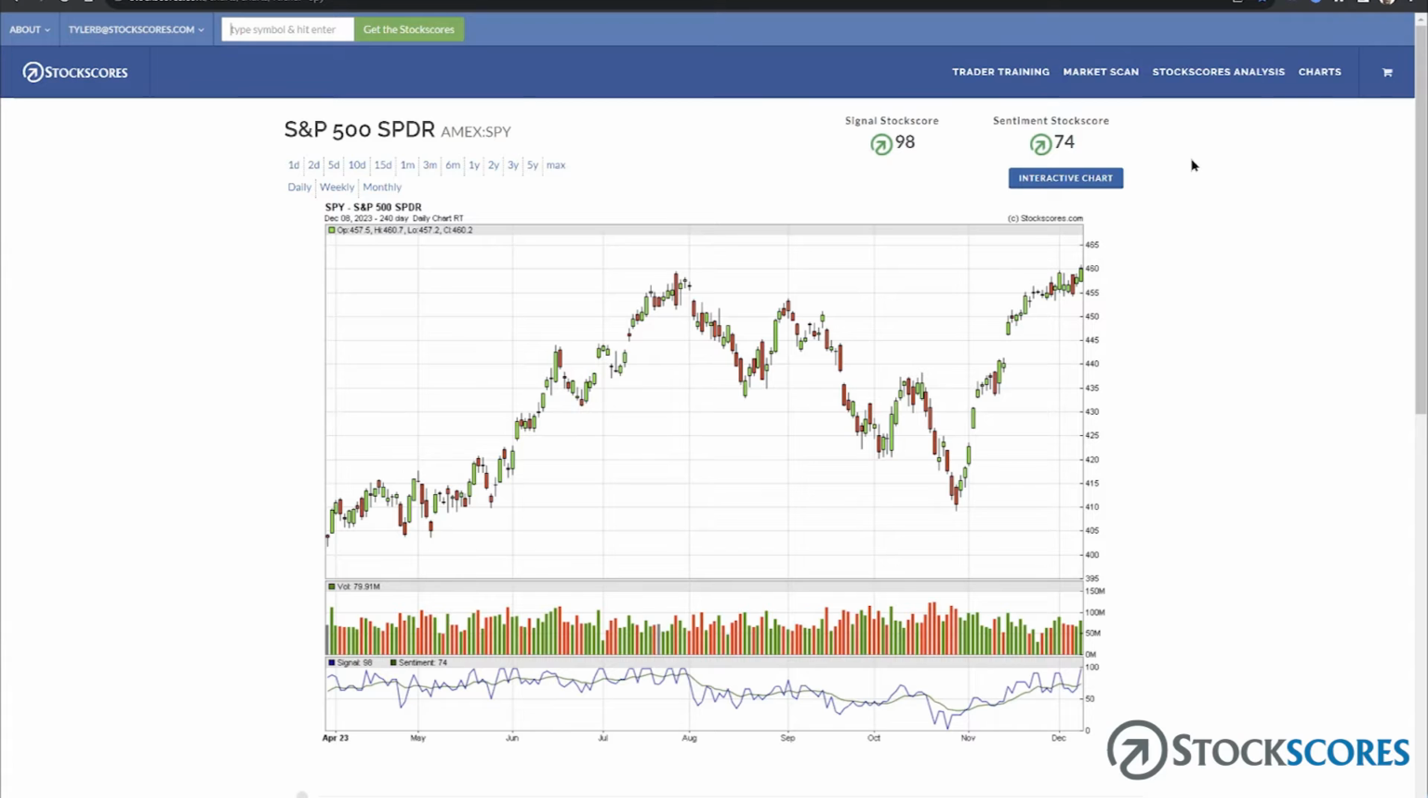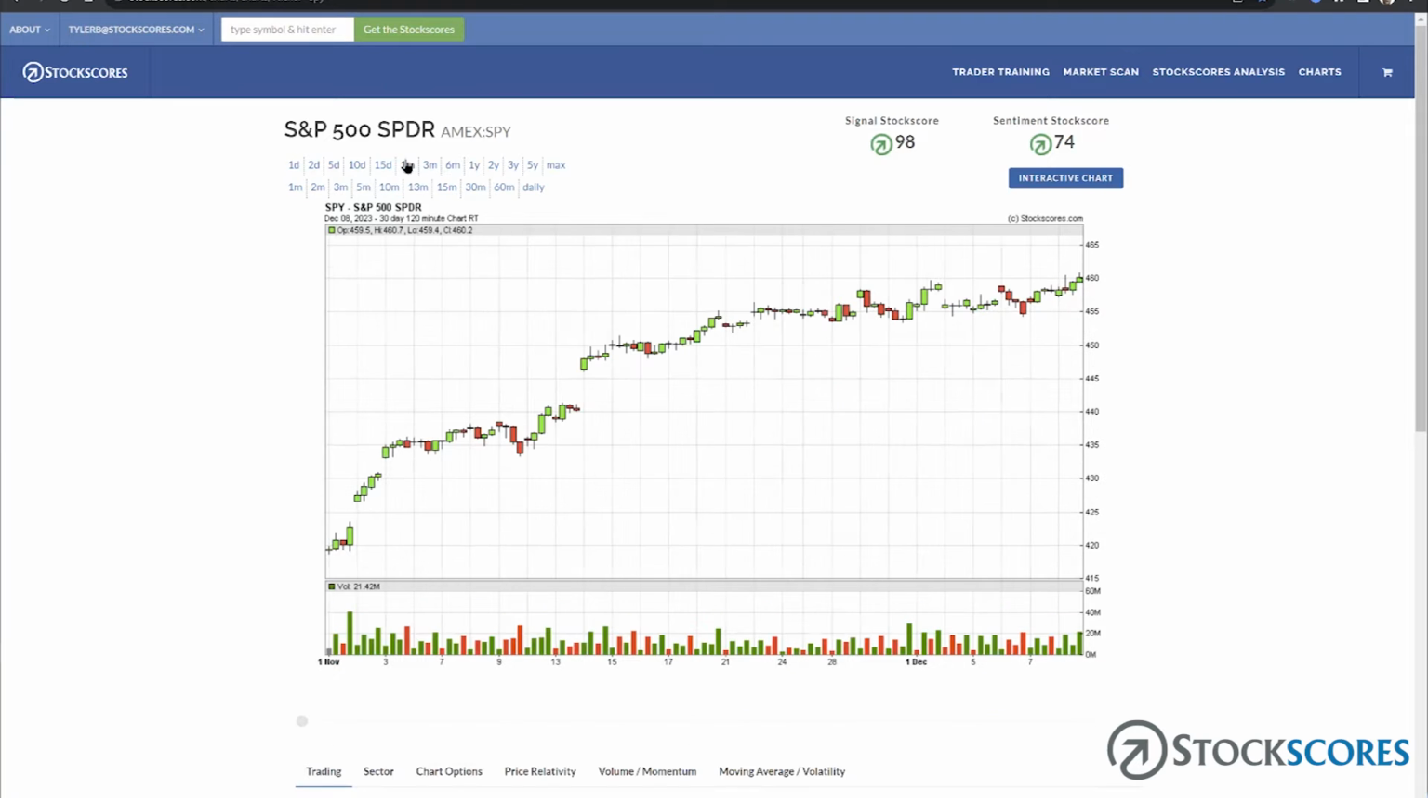All right, let's get into this week's market analysis. And we're going to jump into the Stockscores charts here. Here's a chart of the S&P 500. And you can see that it's been trending up on the daily. Let's take a look at the intraday chart. And it's generally been moving higher for the last month.